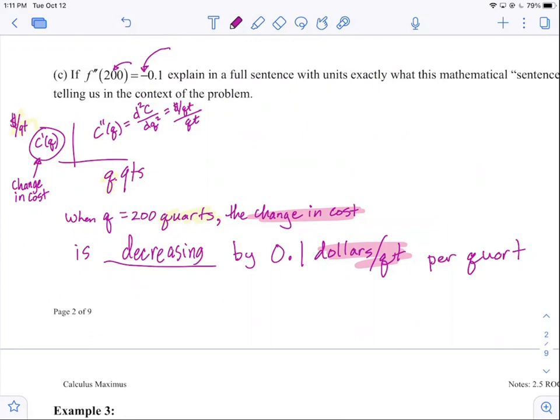So at the 200 quart production level, the change in cost is decreasing by $0.1 per quart for each and every quart. We could probably change the units there if we wanted to get bold, right? What is $0.1? 10 cents. So if you wanted to modify it, you could say that the change in cost is decreasing by 10 cents per quart for every quart, all right? So basically, here's what we could say. Production costs are increasing at a decreasing rate. It's curved down. Is that good if you're producing ice cream to have a negative second derivative?